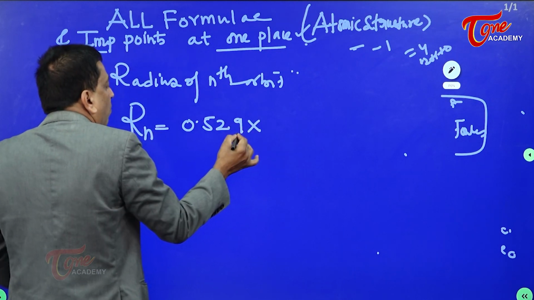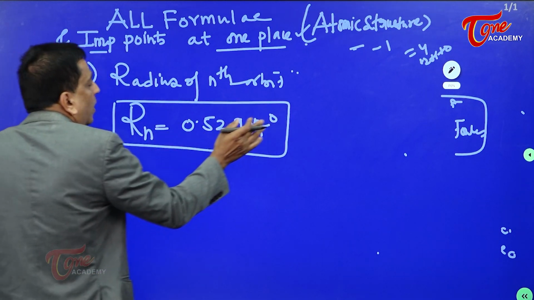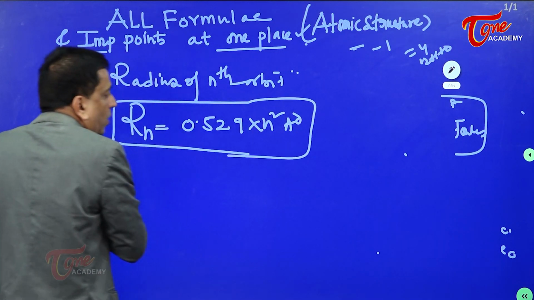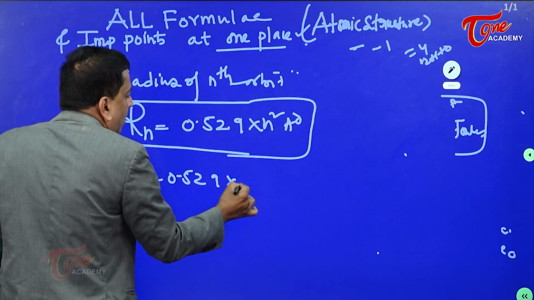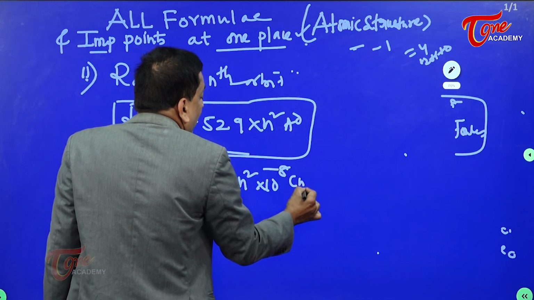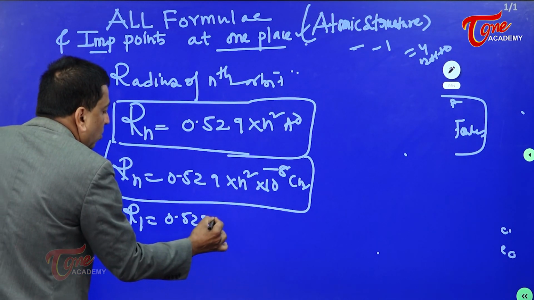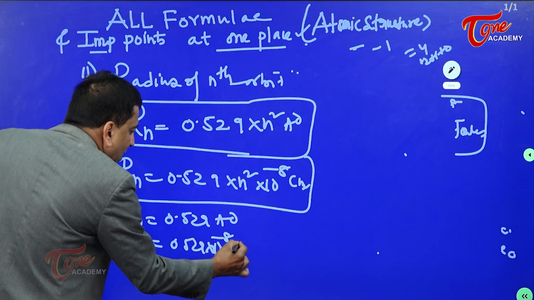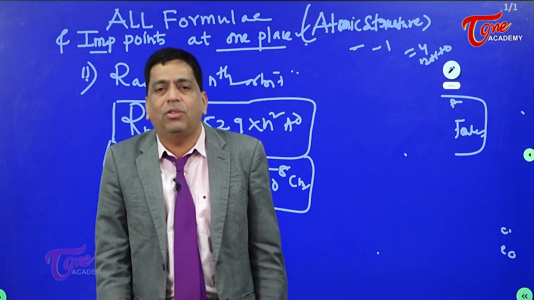0.529 angstrom units, into n square. It is the nth orbit, so into n square angstrom units. Otherwise also you can say Rn is equal to 0.529 into n square into 10 power minus 8 centimeters, since one angstrom unit is 10 power minus 8 centimeters. So the radius of the first orbit comes to 0.529 angstroms, or equal to 0.529 into 10 power minus 8 centimeters. That is the radius of the nth orbit, you must understand.